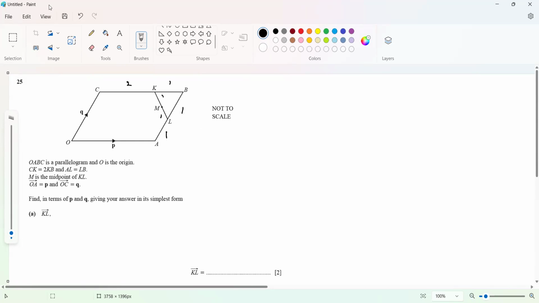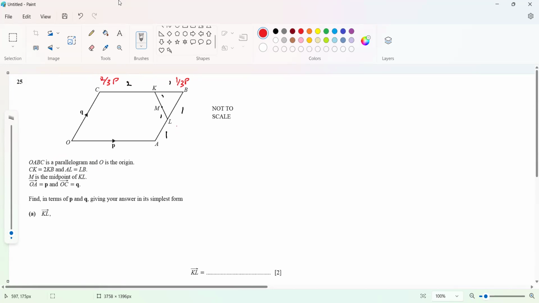So to find KL, we are just working backwards. If we work out our vectors a little bit, this whole thing called O to A is P. C to B also has to be P because this is a parallelogram. So from our ratios, we can work out each individual value. In other words, CK would be 2 over 3P, whereas KB would be 1 over 3P, because this is 2 parts, this is 1 part, total is 3 parts. So we have 2 parts of CK and 1 part of KB.